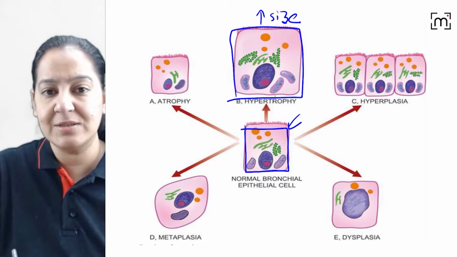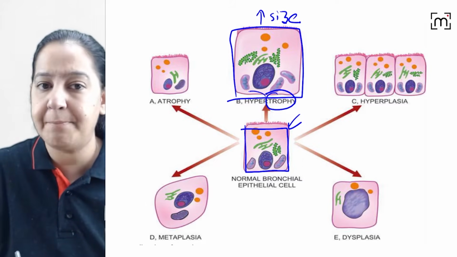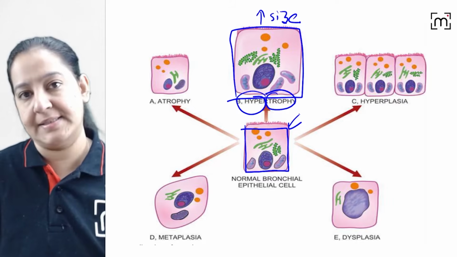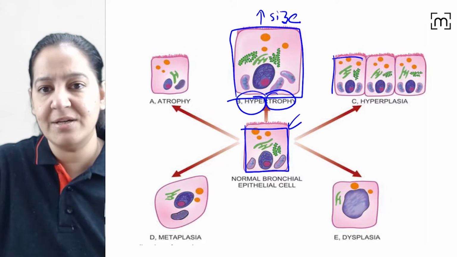Increase in size is known as trophy. The meaning of trophy is size. You know, hyper means more. So more size. The second thing which can happen: size is not increased, but the cell is increased in number.